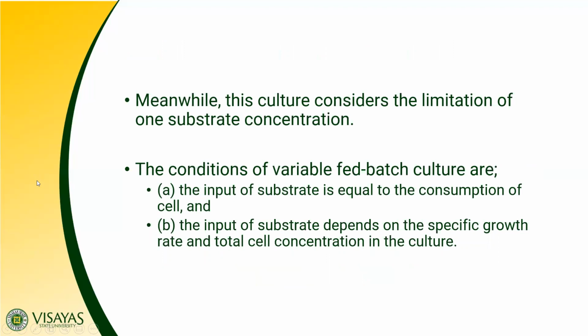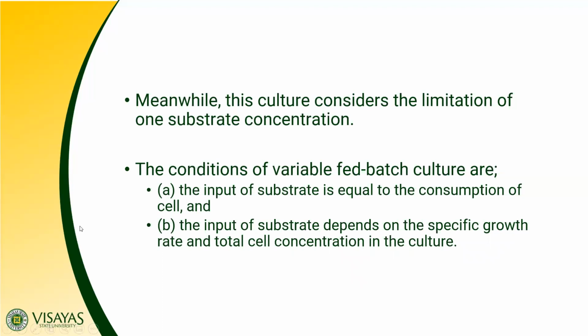But there is a limitation to this, in which the condition of the variable fed batch culture is that the input is equal to the consumption of the cell. The input of the substrate should be equal to the consumption of the cell. And then the input of the substrate depends on the specific growth rate and the total concentration in the culture. Okay, there is a calculation to that. Okay, I guess that's the last slide.